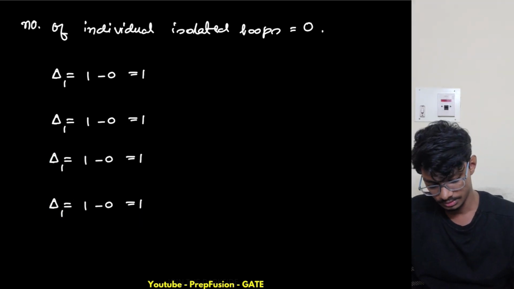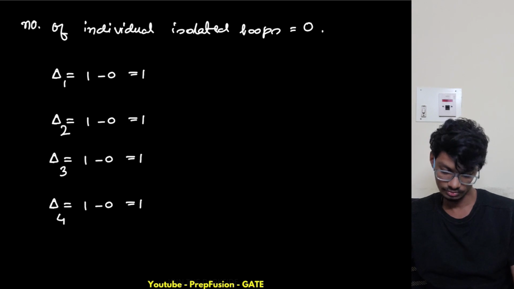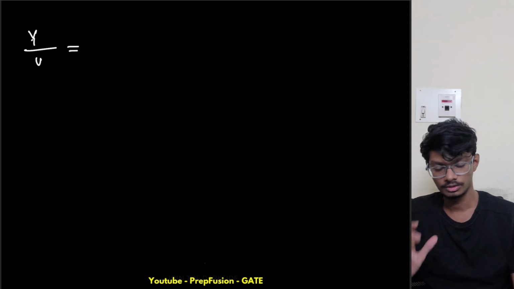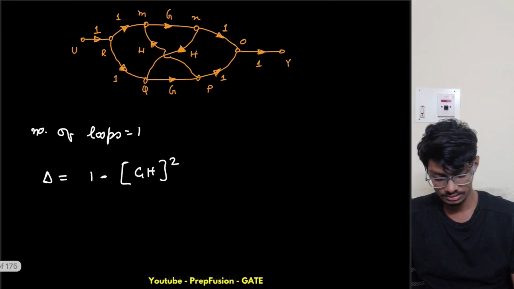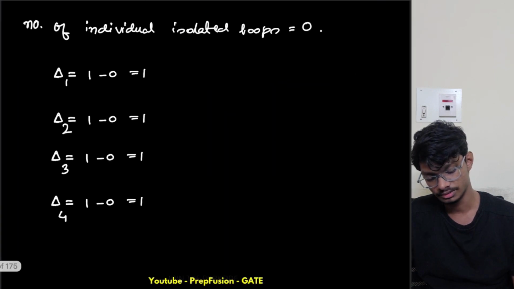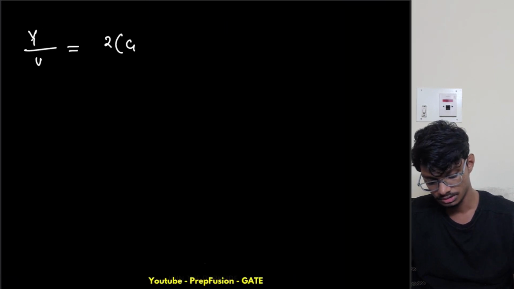So let me just delete this. 2, 3, 4. Okay, so let us write the whole formula right now. That is y upon u, right? So y upon u I am writing. So what was the forward path gain? It is g plus g, 2g plus 2g square h. So 2g plus g square h basically.